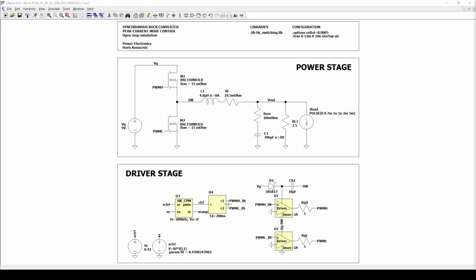Dead time is included to prevent cross conduction between the high side and low side switches. For this video, the driver is only shown to confirm correct timing, not to analyze driver behavior.